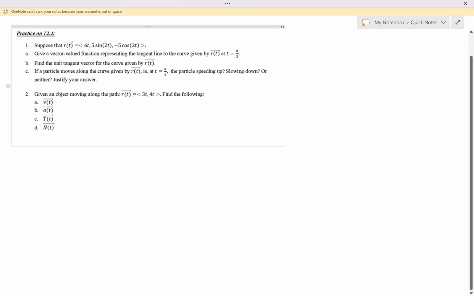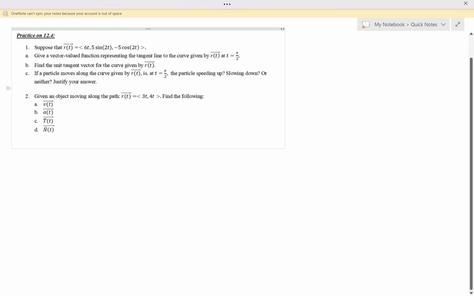In this video, we're going to go over the answer, how we approach those type of problems. Suppose that we have an object moving along a curve, and the curve here is defined by r(t) = <6t, 5 sine 2t, minus 5 cosine 2t>. The first question is, give a vector valued function representing the tangent line to the curve given by r(t) at the point t equals pi over 2.